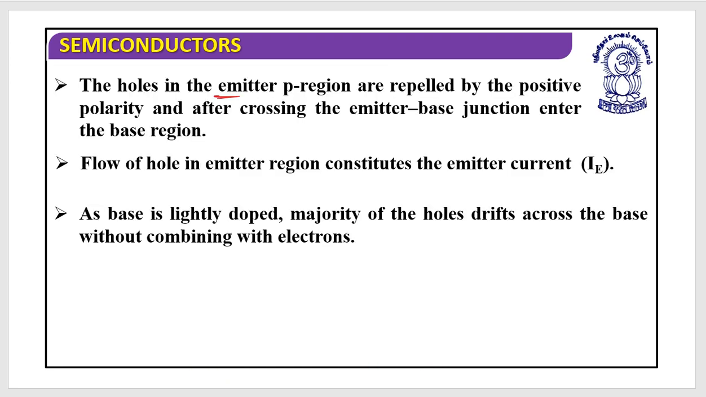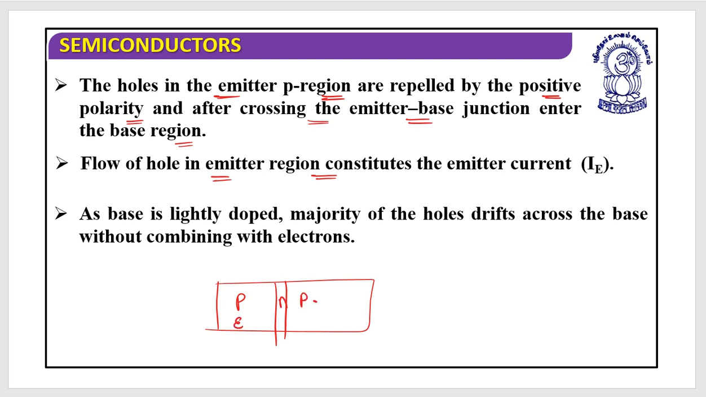The holes in the emitter, as it is the PNP type, as you can see here, the holes in the emitter P region are repelled by the positive polarity, and after crossing the emitter-base junction enter the base region. Now the flow of the holes in the emitter region is something like this. It's P, N, P: this is emitter, this is base, and this is collector. So the flow of the holes in the emitter region constitutes the emitter current, that is what we call IE.